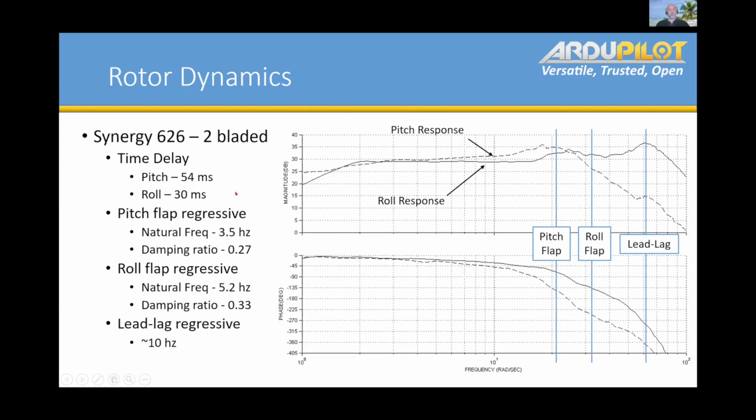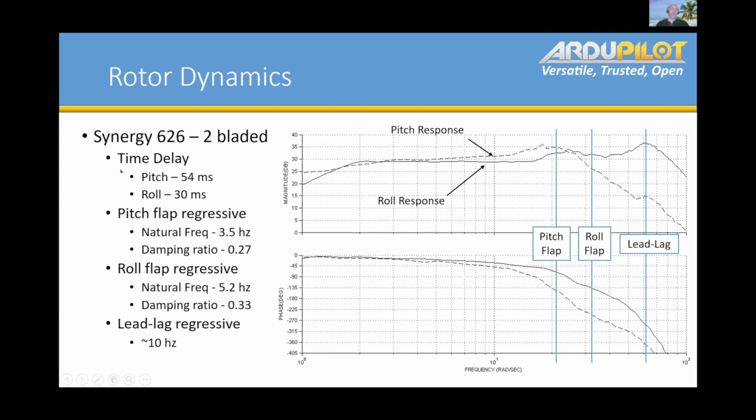So here's a Bode plot, but let me go over the stuff on the left. This is for my Synergy 626. Basically it's a 600 size helicopter, which means the blades are 600 millimeters long. So it's got a rotor diameter of about 1.3, 1.4 meters with the hub.